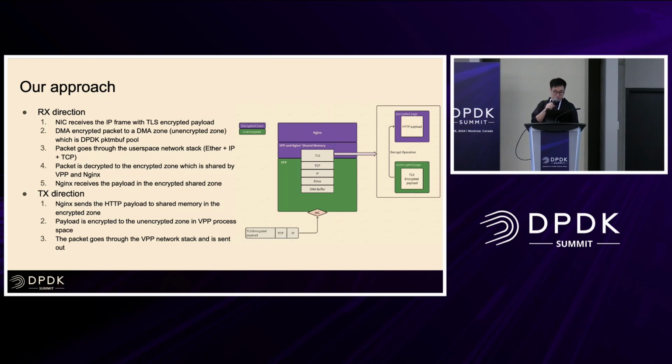After that, the packet goes through the userspace network stack, in other words, the VPP stack. And here comes how the memory copy we had earlier got taken away. So when we do a TLS decryption, initially this TLS encrypted payload is in the green area, the unencrypted page. And when you are trying to do some kind of cryptographic operations, you need to specify the source and the destination address.